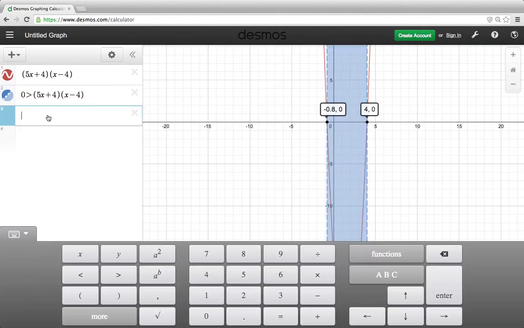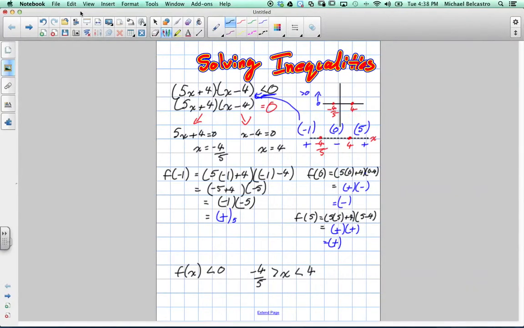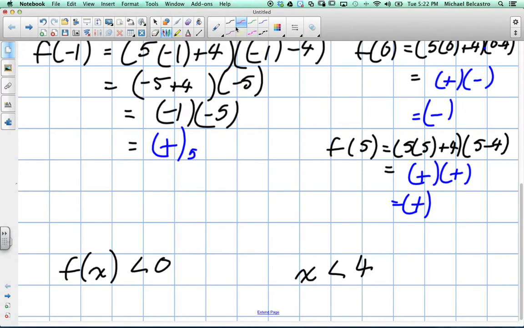If we did the opposite inequality, so same thing, but I changed the sign. There you go. It's everywhere else. So outside of those is when our function is greater than 0. Does that make sense graphically? Yeah. Okay, so that's good. And x is greater than negative 4 over 5, or negative 4 over 5 is less than x, and x is less than 4. And we're just going to show that graphically.